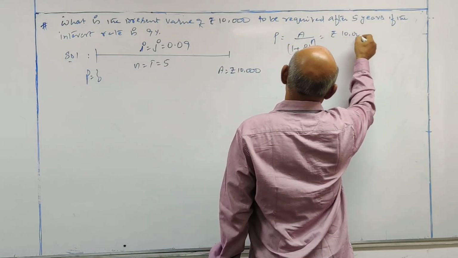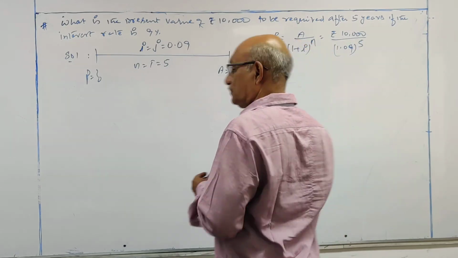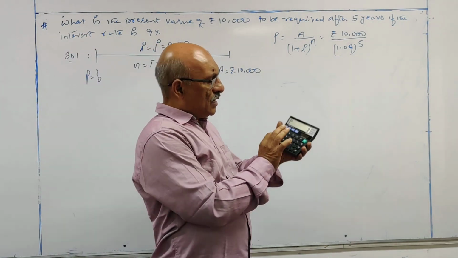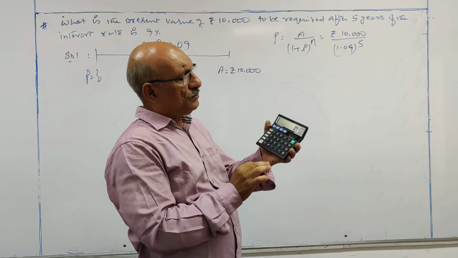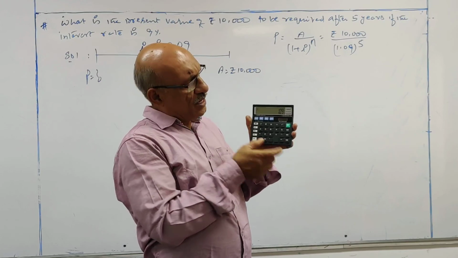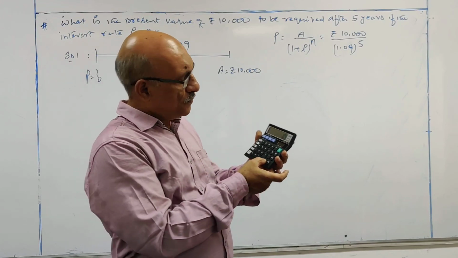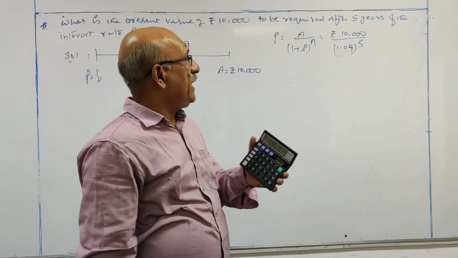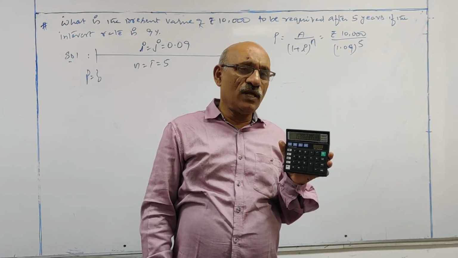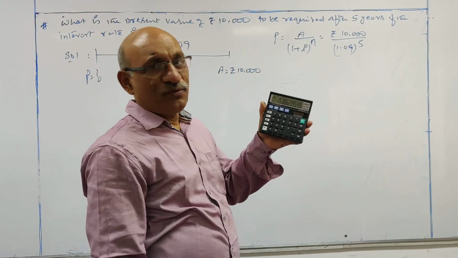This is rupees 10,000 divided by 1.09 whole to the power of 5. Now look at this. 1.09 into, then 1 is appearing on your calculator on the left hand side corner. Press equal to sign till this left hand side corner number will become 6. It means 1.09 to the power 5. Store it in memory M plus button.